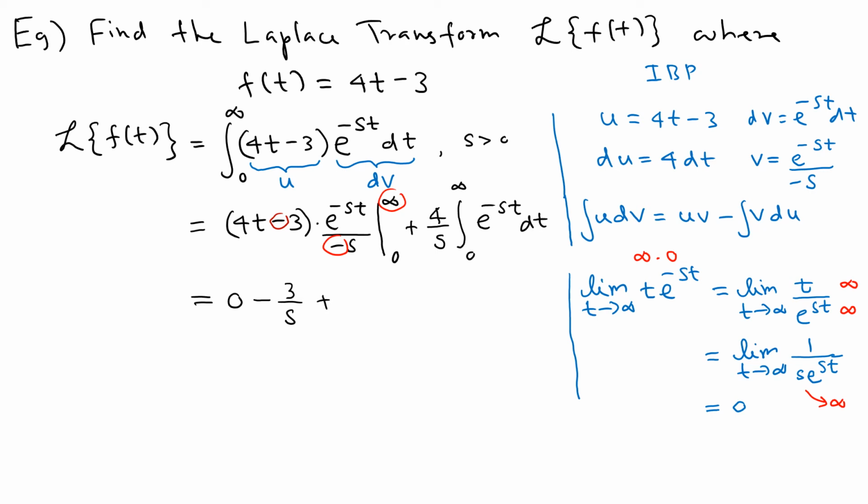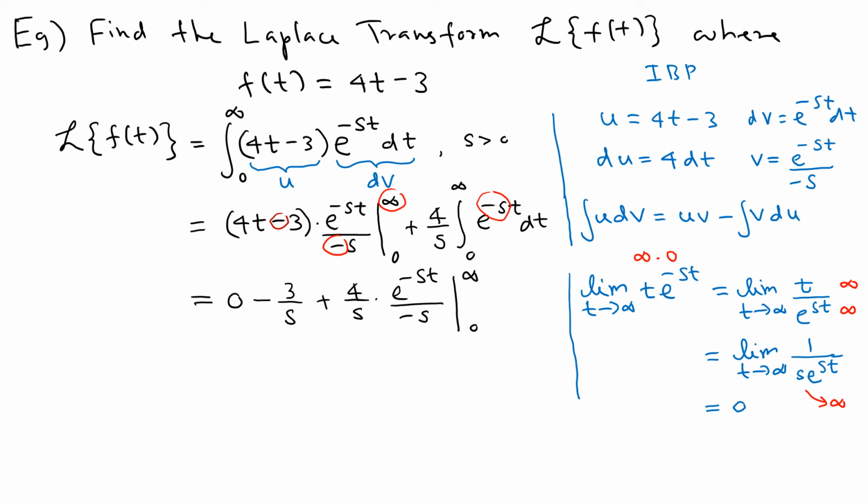Okay, now what about the second integral? In the second integral, we have 4 over s already, and when you evaluate the integral, s acts as a constant, it is a parameter. So you can simply write e to the minus st over minus s. You just divide by the constant, then evaluate infinity and 0. Same argument: when t goes to infinity, it is an exponential decay function, so it's going to go to 0.